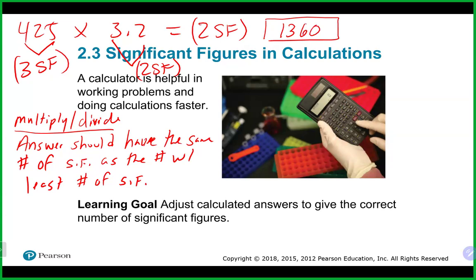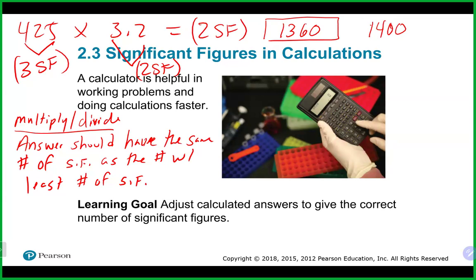Reminder, your calculator does not give you the proper number of significant figures or put it in scientific notation usually or anything like that. So I need 2 significant figures here, which means technically speaking, I should end up at 1400. Should I put a decimal point at the end?